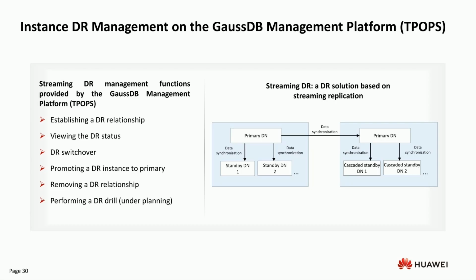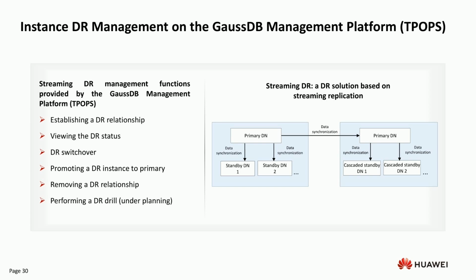On the GaussDB management platform, we provide a streaming DR solution. This solution leverages database log replication to establish DR solutions with multiple intra-city data centers and remote data centers, achieving high reliability. The streaming DR management functions include establishing a DR relationship, viewing the DR status, DR switchover, promoting a DR instance to primary, and removing a DR relationship.